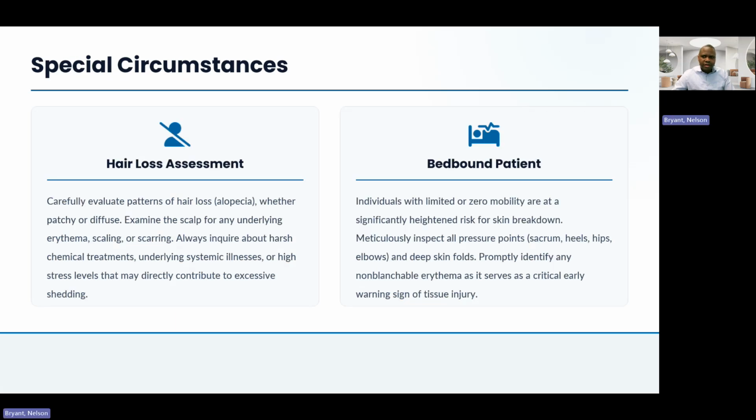And some special circumstances that you may come across require tailored assessment techniques. For example, hair loss. In that case, look for patterns and scalp health. For bedbound patients, for example, it's recommended to inspect pressure points and skin folds, as they're at higher risk for skin breakdown and pressure injuries or pressure ulcers.